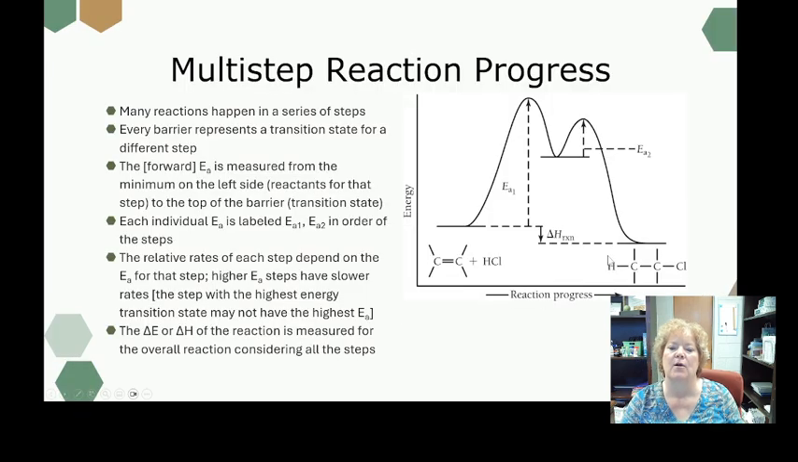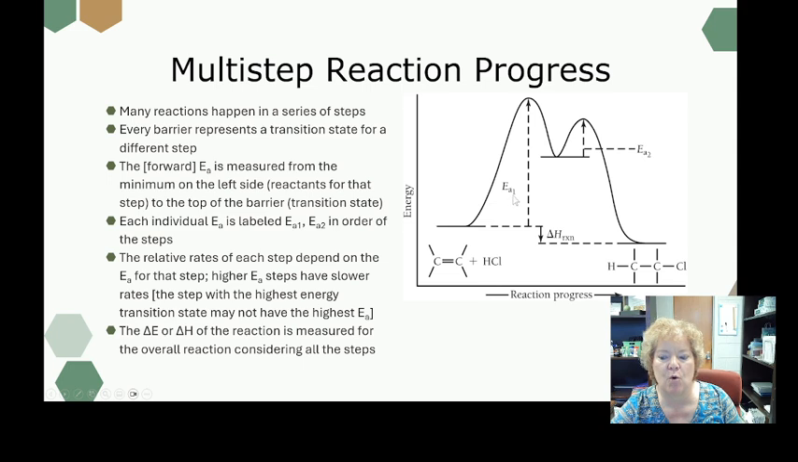All right, so we also could have a multi-step reaction progress. In the next section, we're going to start talking about mechanisms and multi-step reactions. I can identify a multi-step reaction because each step is going to have its own transition state, which means I'm going to see a barrier. So the fact that this reaction profile has 2 barriers tells me this is a 2-step reaction. If it had 3 barriers, that would be a 3-step reaction. Each of these steps has its own activation energy.